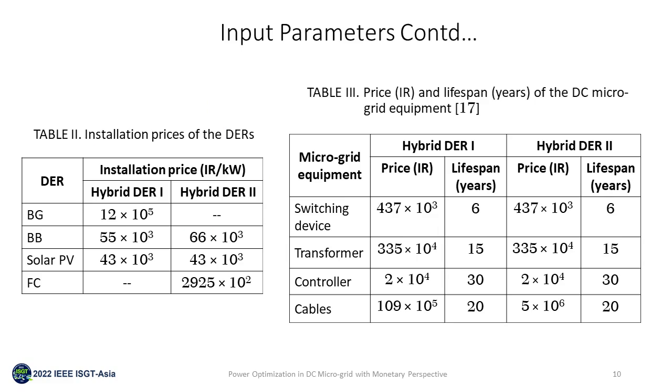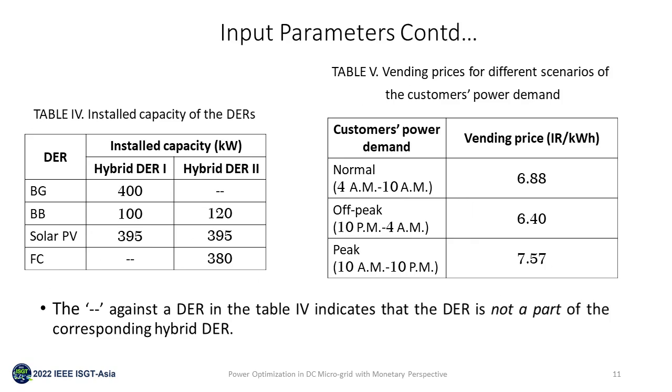Table second is about installation prices of the DERs. Table third is price and lifespan of the DC microgrid equipment named switching device, transformer, controller, and cables. Table fourth represents installed capacity of the distributed energy resources. Table fifth presents the vending prices for different scenarios of the customer's power demand, namely normal, off-peak, peak, as detailed in the table.